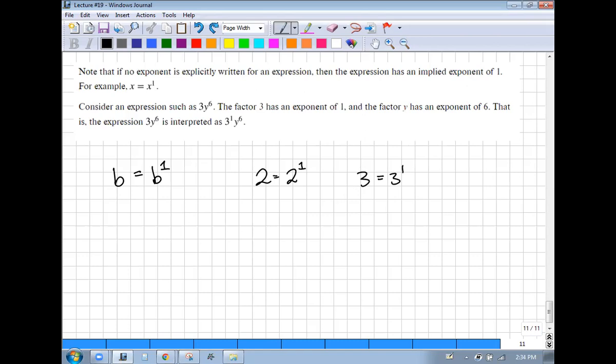The other thing is anything to the 0 power is 1. So 2 to the 0 power is 1. 3 to the 0 power is 1. 6 to the 0 power is 1. Anything to the 0 power is always 1. Okay. So these are a couple of other things you need to remember.